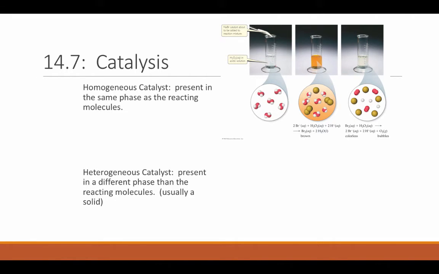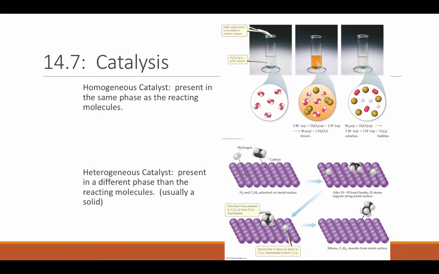A heterogeneous catalyst is present in a different phase than the reacting molecules. It's usually in the form of a solid, as you see here. In this case, we have a solid metal surface acting as the catalyst. The catalyst is able to attract the reacting molecules, and when it attracts those molecules, it causes the bonds within the molecules to weaken, making it easier for those bonds to break to form new product.